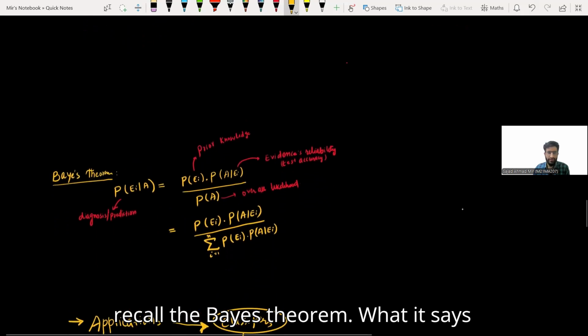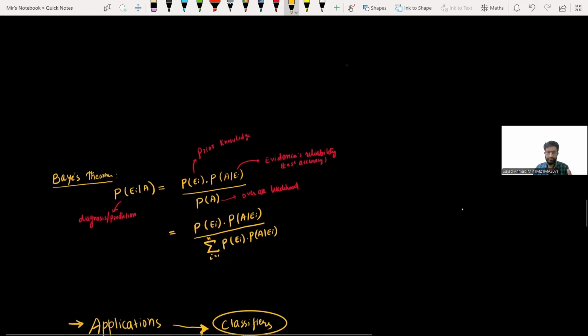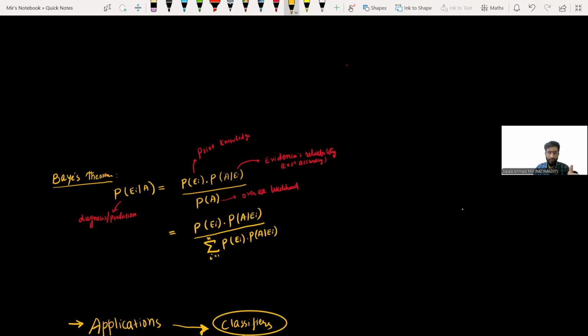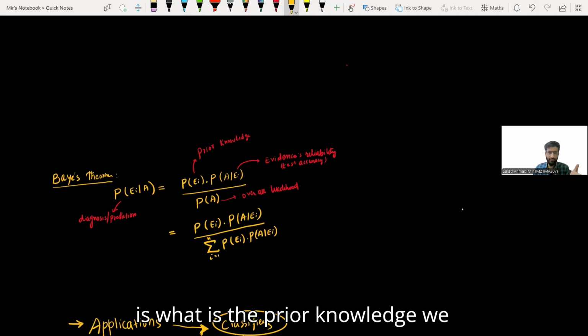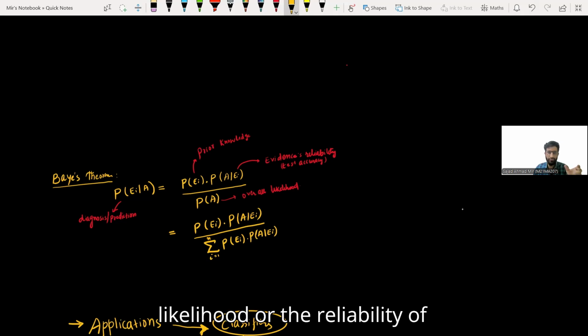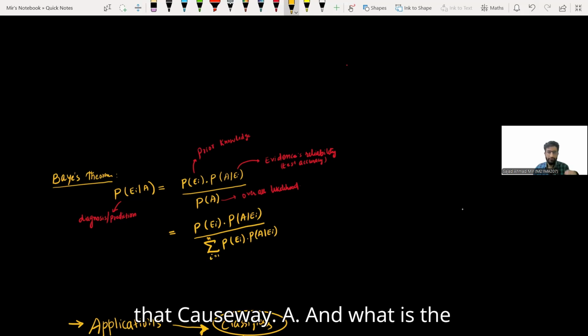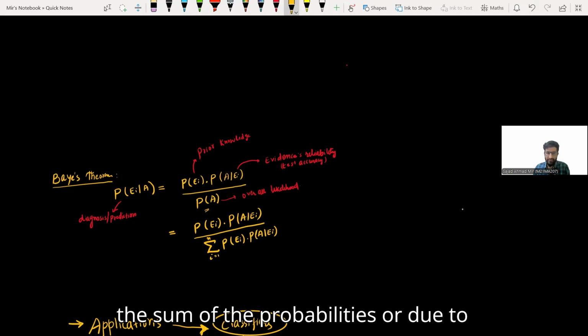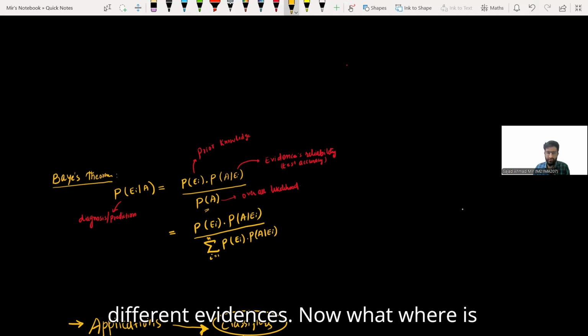Now let's recall Bayes theorem. What it says is that the posterior probability, which means the diagnostic or a prediction that the effect A which we observed is due to the evidence Ei, is determined by the prior knowledge we have about the evidence, the likelihood or the reliability of the evidence for that cause A, and the overall likelihood of that event A. So we can write A as the sum of the probabilities due to different evidences.